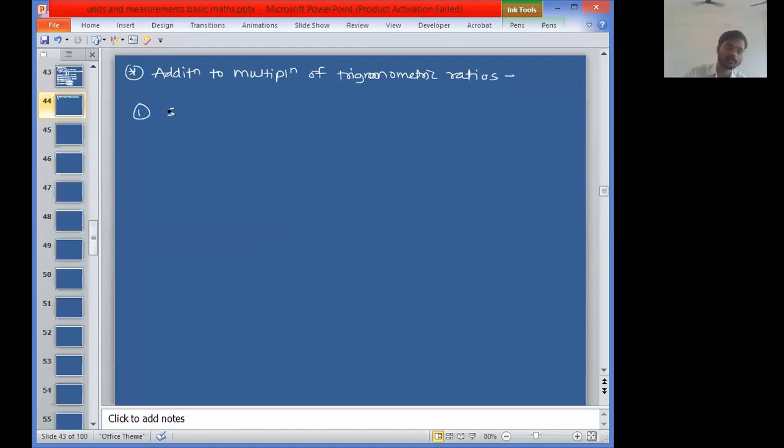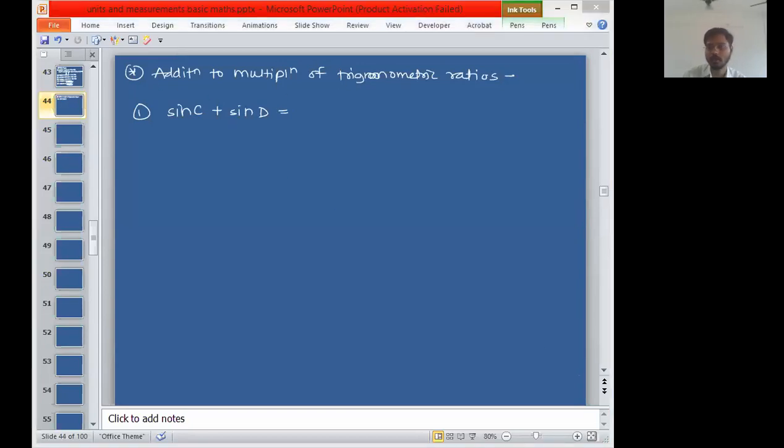The first formula is sin C. C is some angle. You can take A and B also. Now I am taking C and D. Sin C plus sin D. This is sin plus sin. How are we going to remember this? This is the addition of trigonometric ratios. Sin and sin, addition.